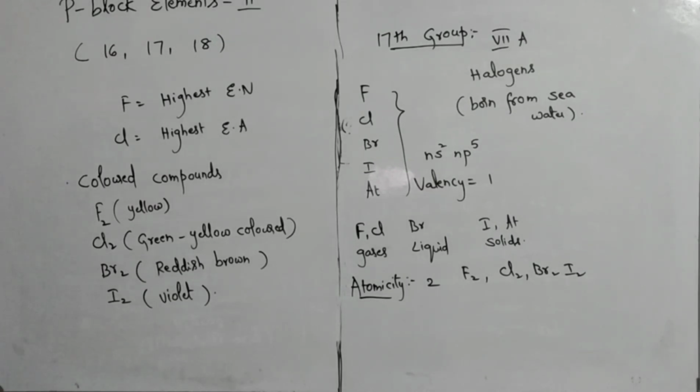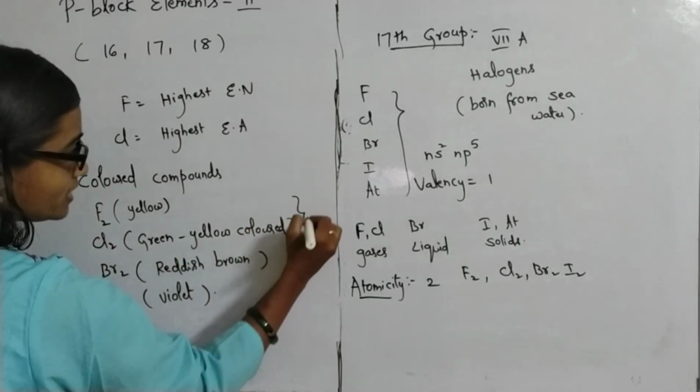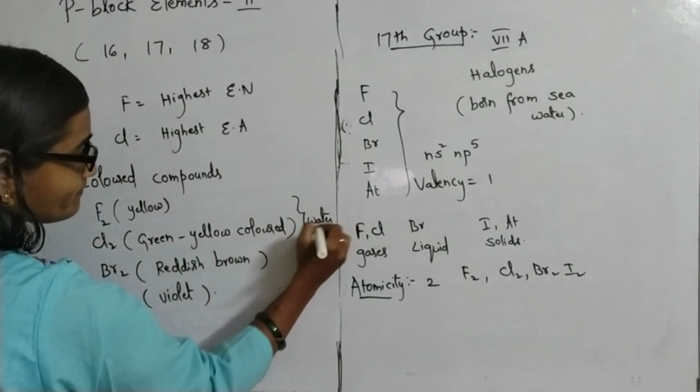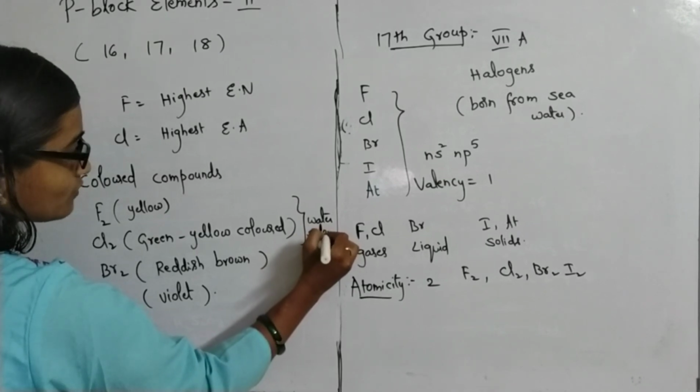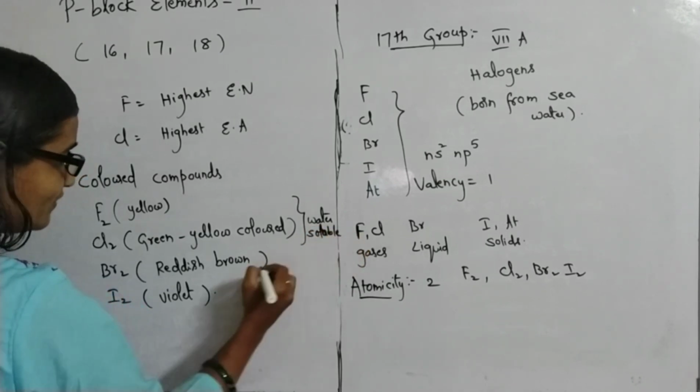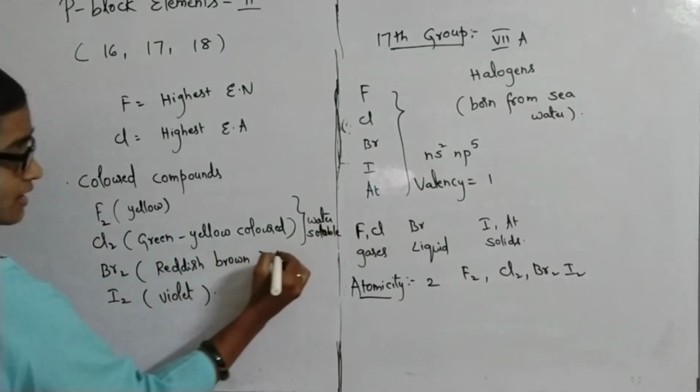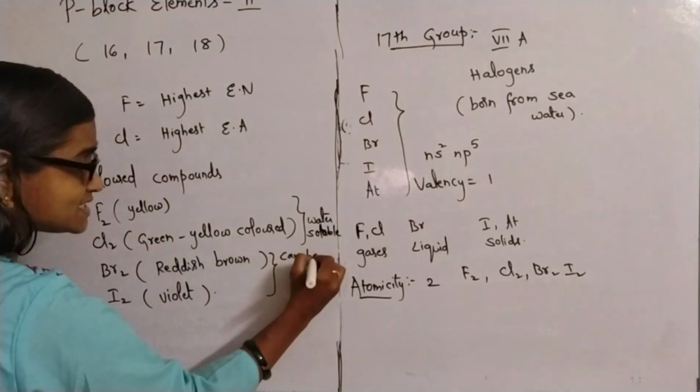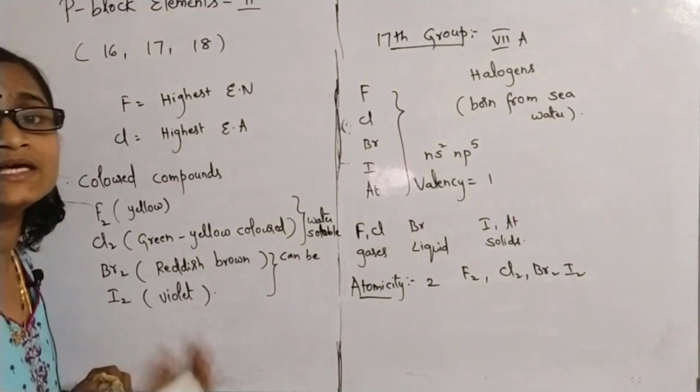Okay, and then fluorine and chlorine are soluble in water, whereas bromine and iodine are soluble in other solvents also. These two are what? Water soluble. Okay, fluorine and chlorine are water soluble, whereas iodine and bromine can be soluble in other solvents other than water also, other organic solvents.